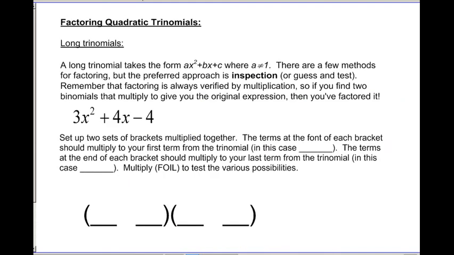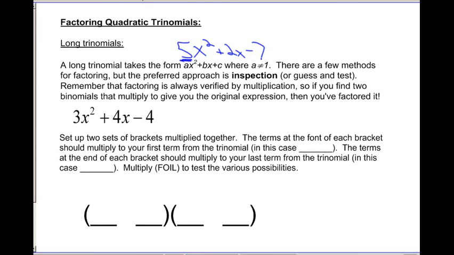The next trinomial type we'll look at are what I call long trinomials. They're not hard, they're not complicated, they just take a little bit longer. And that's mostly because there are more possibilities to check by and large. A long trinomial takes the form ax squared plus bx plus c, where a is not 1. All that means is it starts with a number in front of its x squared. So it might be 5x squared plus 2x minus 7. Something like that would be a long trinomial because of this number.